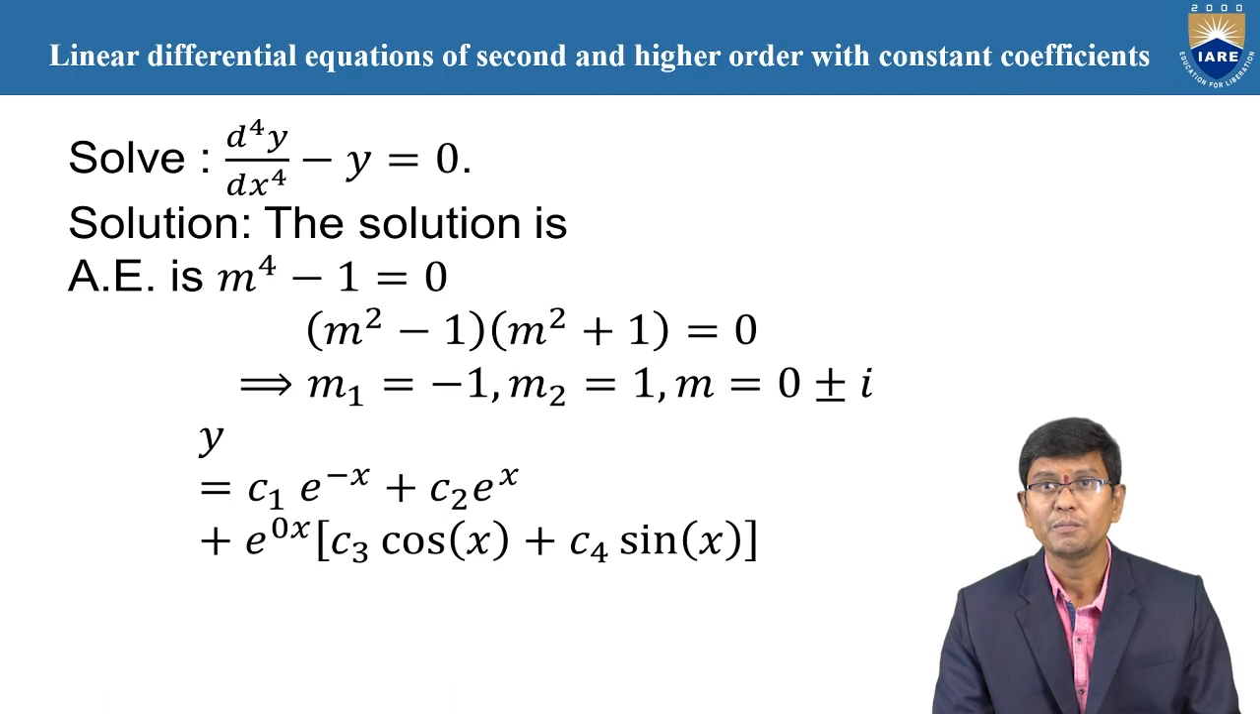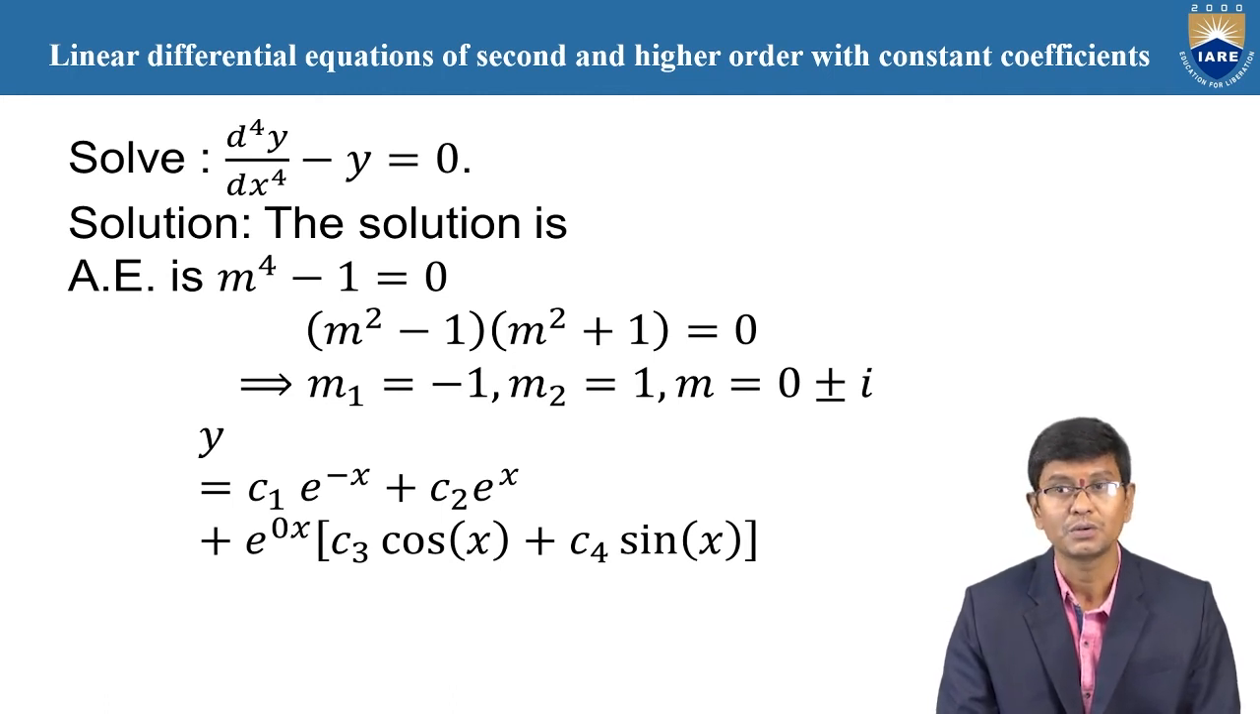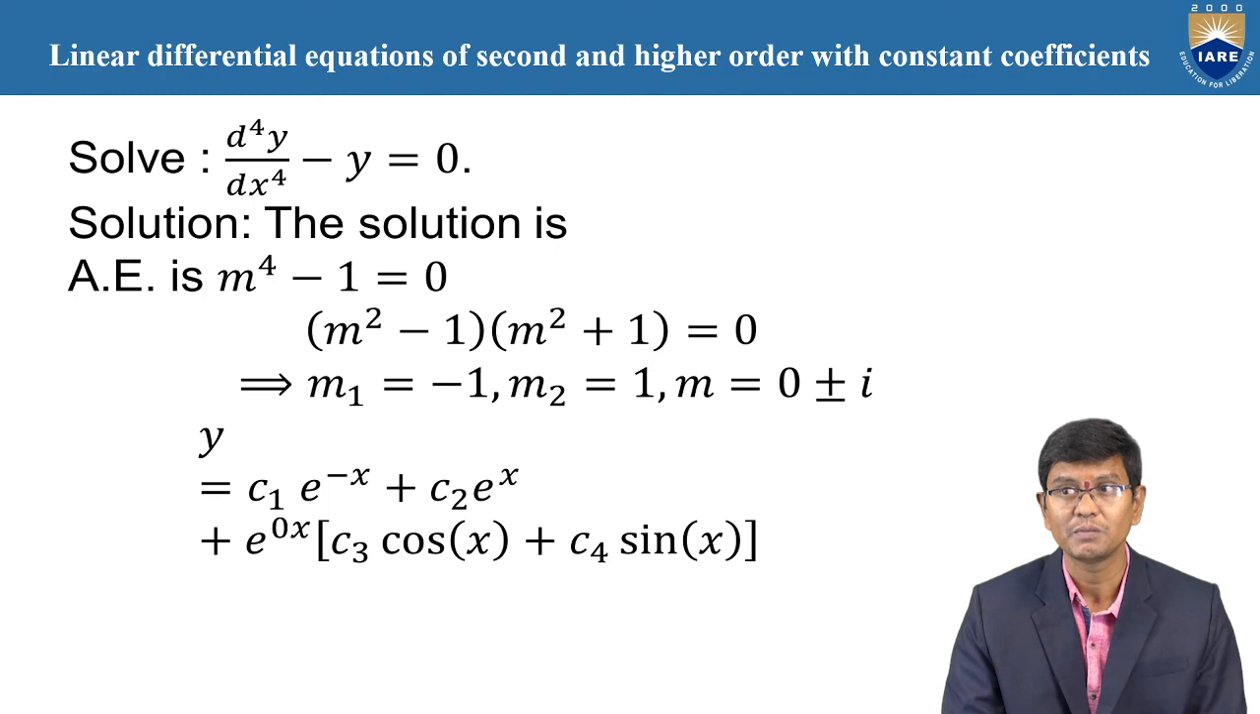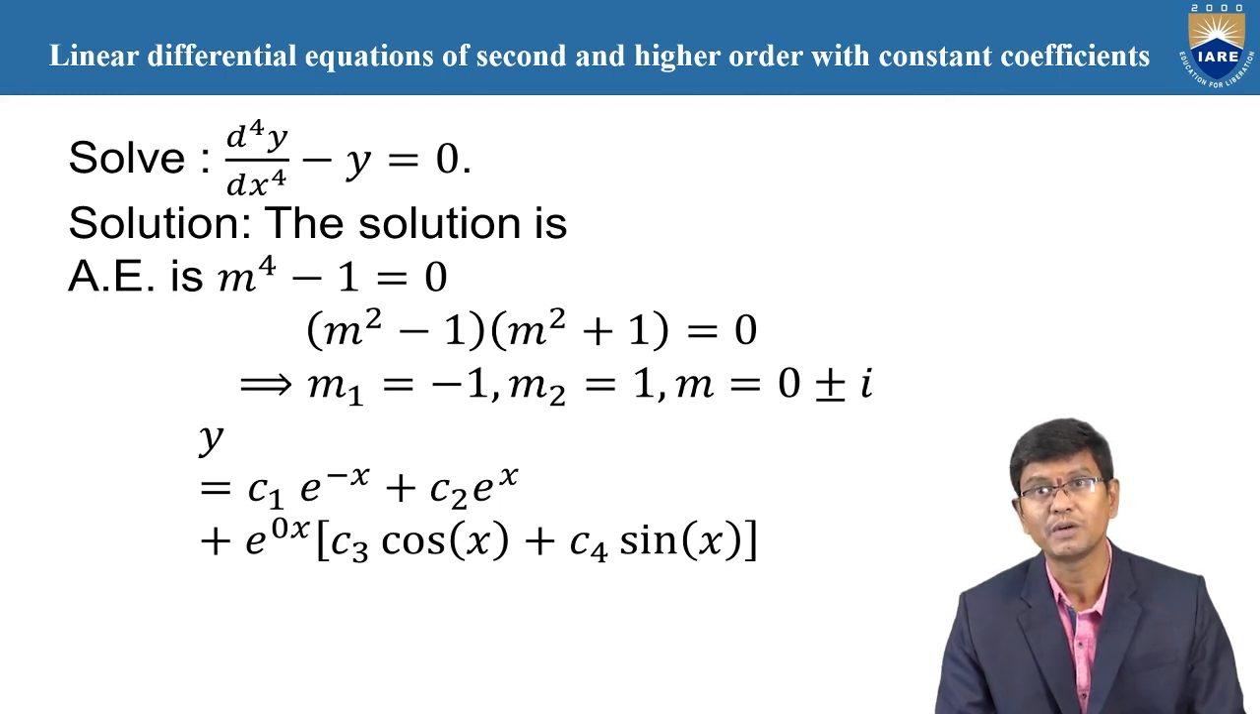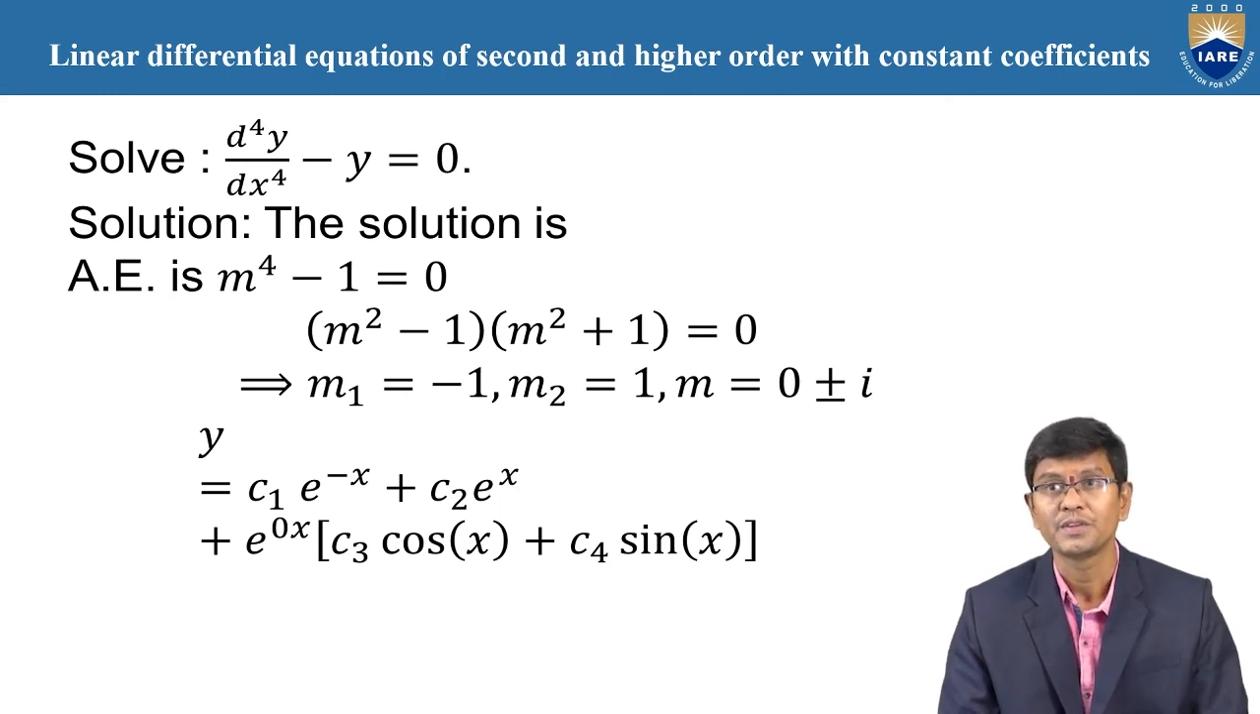Solve d power 4 y by dx power 4 minus y is equal to 0. And here also, if we write the auxiliary equation, m power 4 minus 1 is equal to 0. By solving using synthetic division and also the factorization method, that is (m square minus 1) into (m square plus 1) is equal to 0. Once again, by solving here, m1 is equal to minus 1, m2 is equal to 1, and m is equal to 0 plus or minus i only.